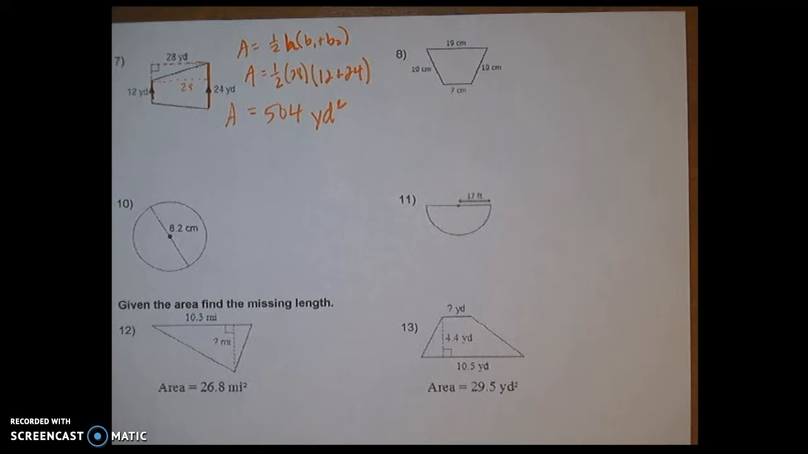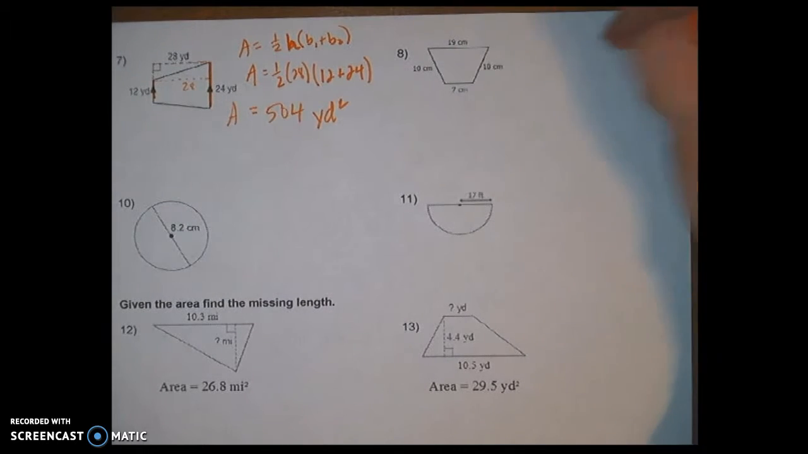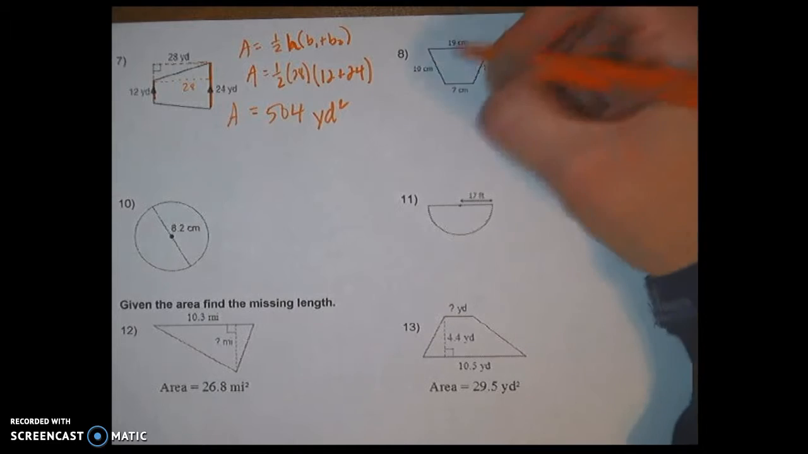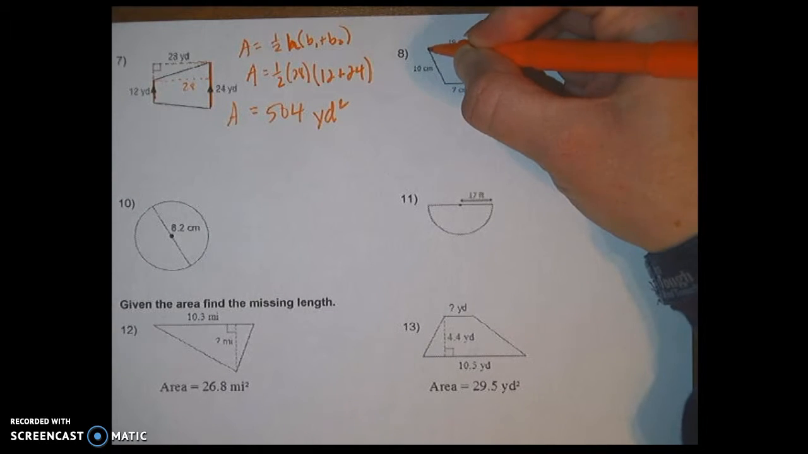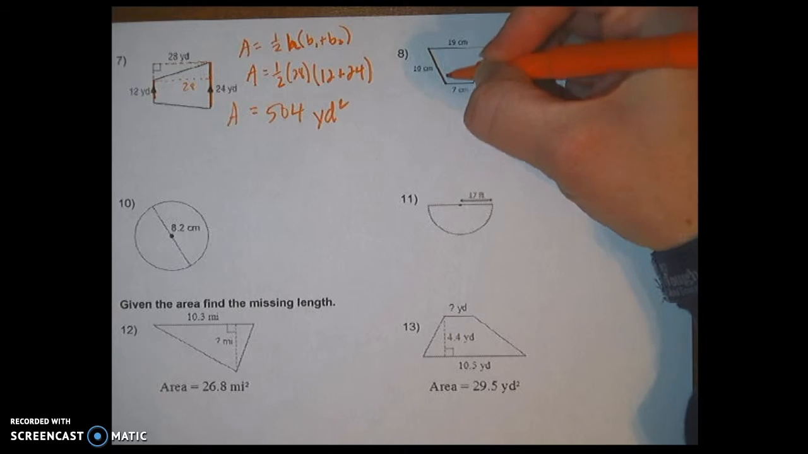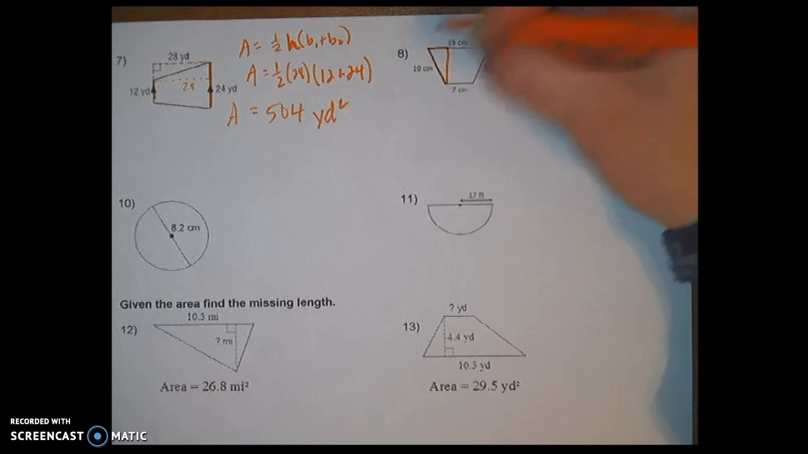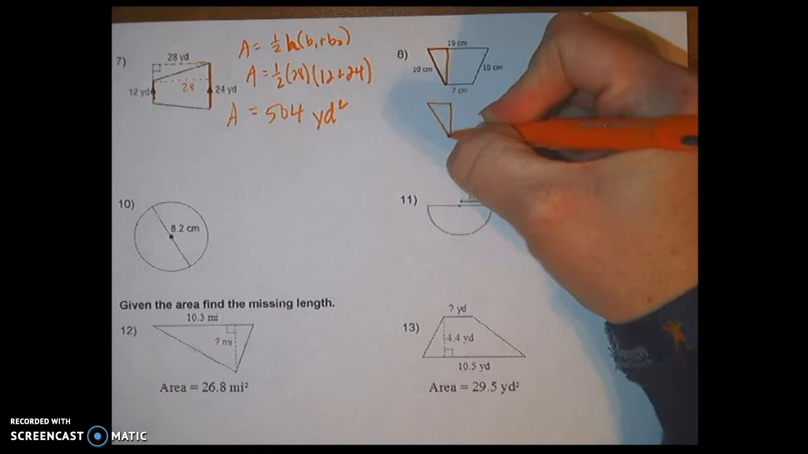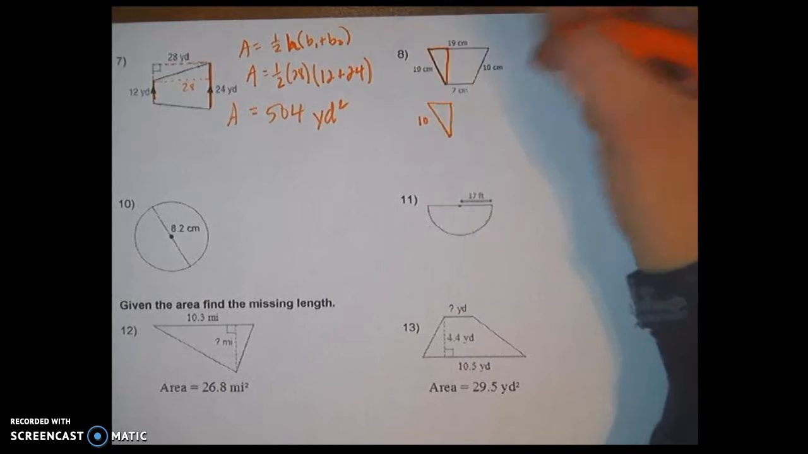In this next problem, it is also a trapezoid. However, if you look at this trapezoid, I don't have the height. It is an isosceles trapezoid. That doesn't really matter. But what I'm going to do here is take a triangle from the side. Now, the problem with this triangle is that I know this is 10, but I don't know what this height is right here.